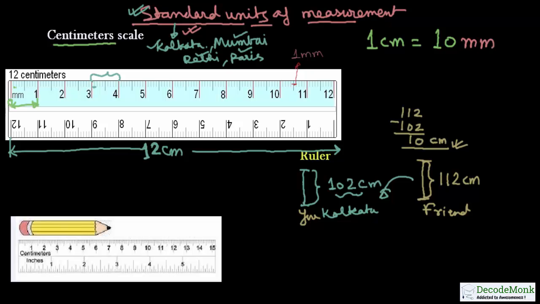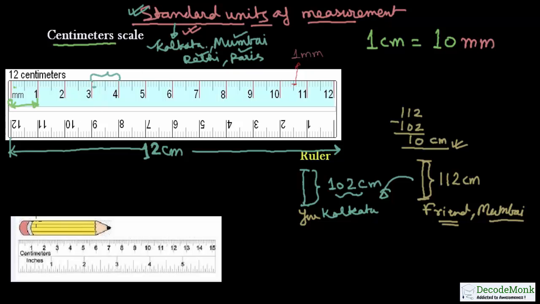So here you are not measuring using your arm length called cubit, or you are not using your hand span to measure. So wherever in Kolkata or in Mumbai, the units, the scales are same, and that is what we call as the standard units of measurement. I hope you got my point, what I want to say.